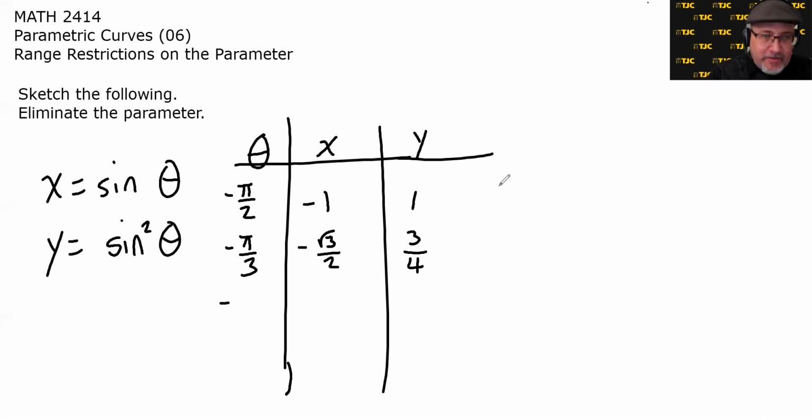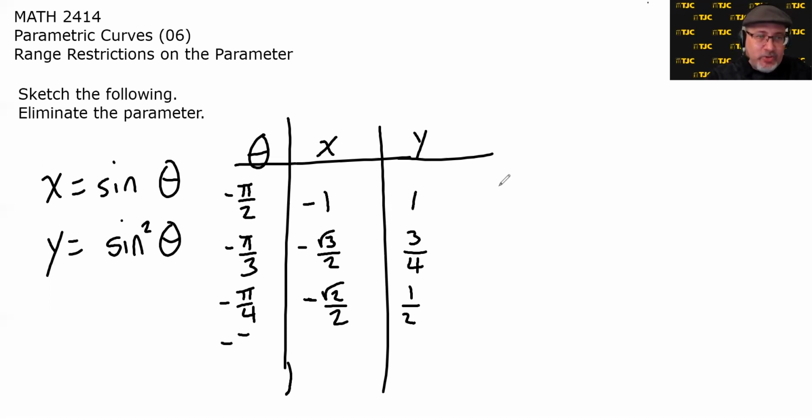And then we'll move to negative pi over 4. I'm just making all the stops on the unit circle. Why did I start at negative pi over 2? Because I wanted to have some negative values for theta. The sine of negative pi over 4 is negative square root of 2 over 2. And if you don't know where all these values are coming from, you better review your unit circle and your trig definitions. If we square that, we get 2 over 4, which reduces to a half.